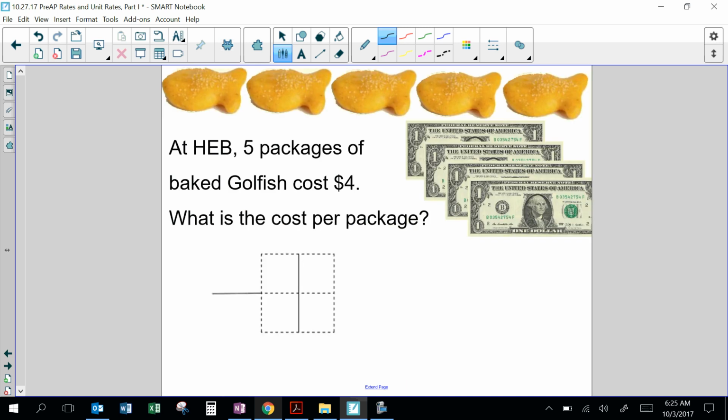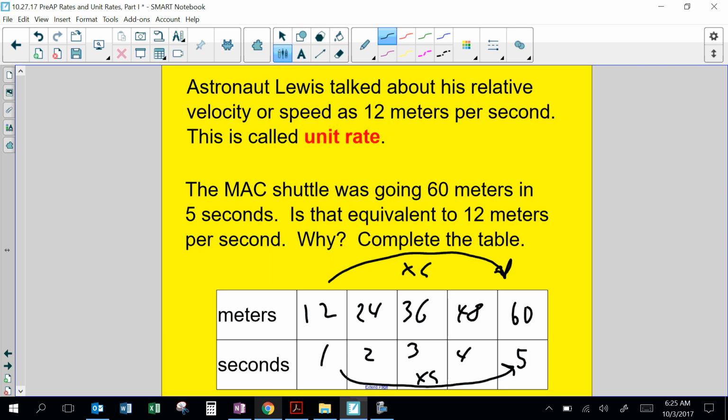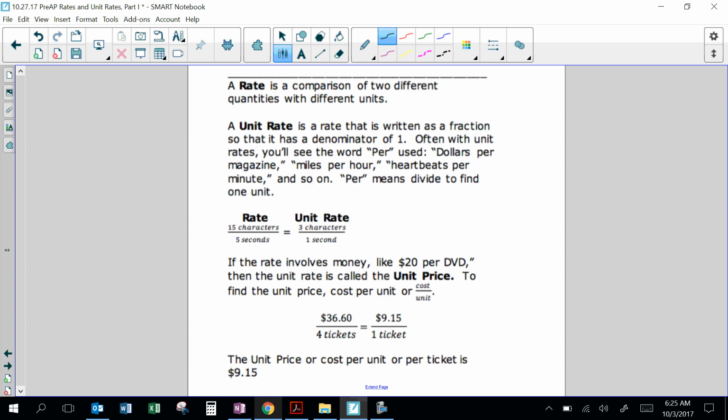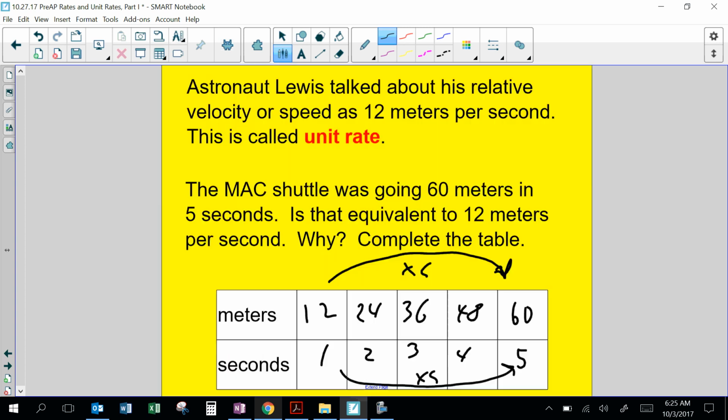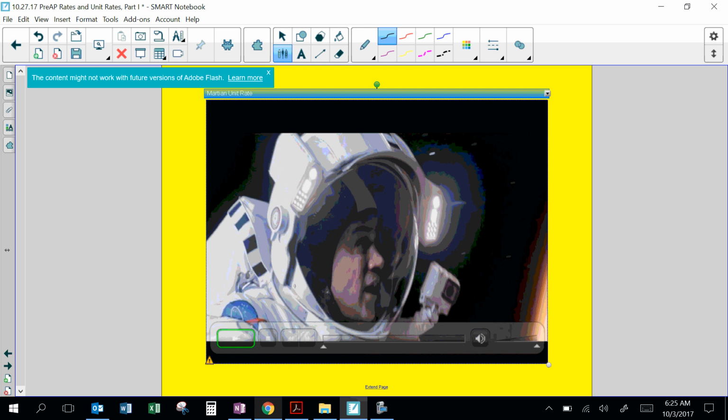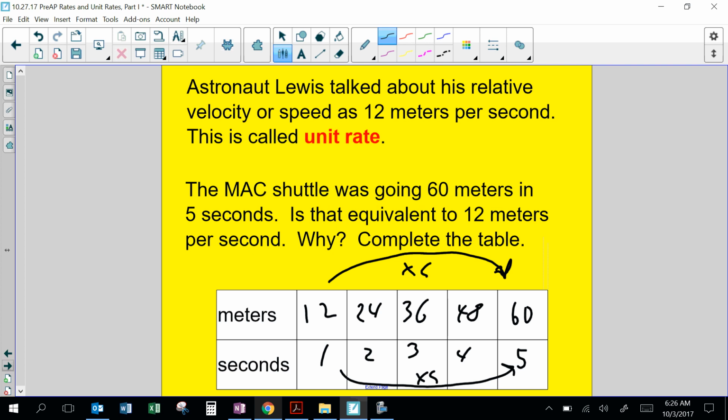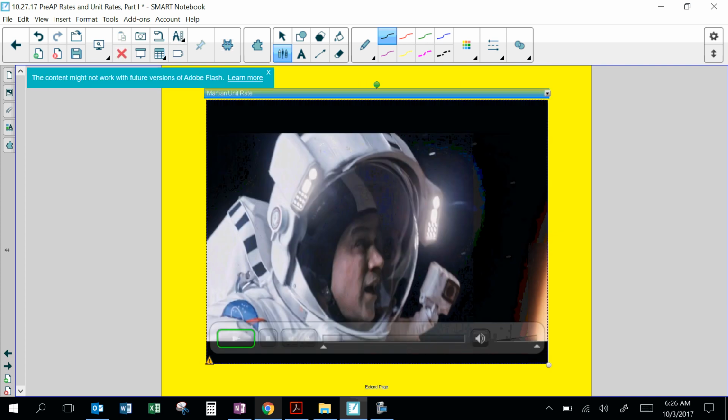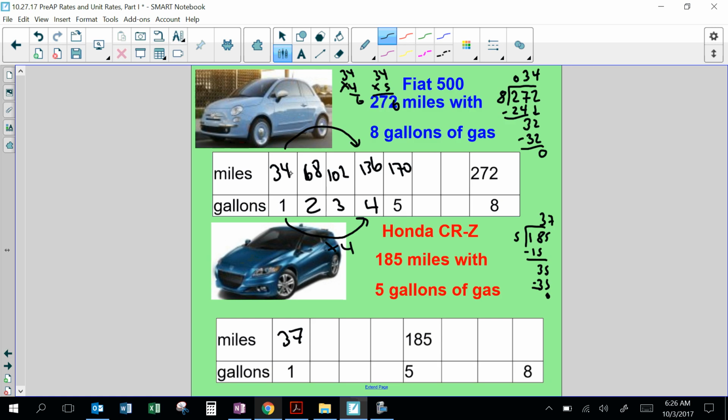For example, in here, we are comparing meters with seconds, miles with gallons, miles per gallon, miles per hour. A unit rate is a rate that is written as a fraction that has a denominator of 1. So we found it right here. Here's a unit rate. In here, they were able to travel 12 meters every second. And here in the car, they were able to travel 34 miles for every gallon for the Fiat.